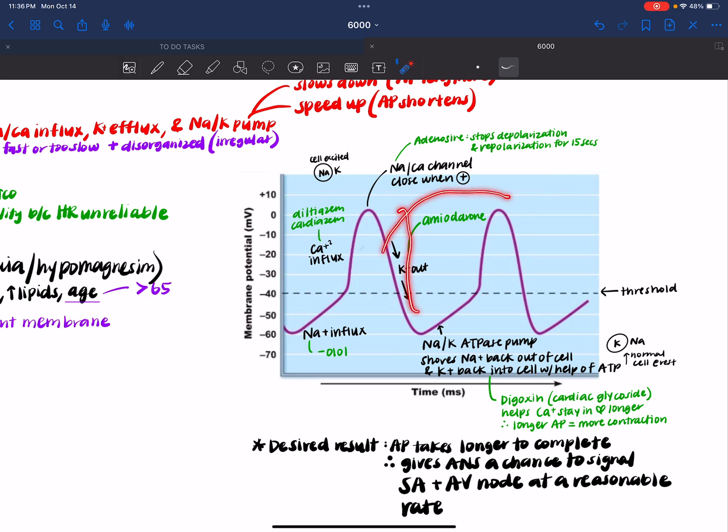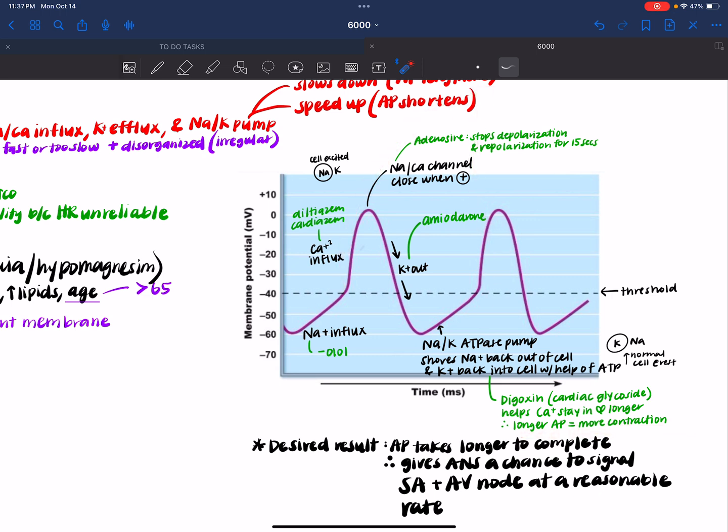Amiodarone basically is an antiarrhythmic, so it helps with controlling the rhythm. The sodium-potassium pump shoves sodium back out of the cell and potassium back into the cell with the help of ATP. Digoxin is a cardiac glycoside. It helps calcium stay in the heart longer, giving a longer action potential and more contraction.